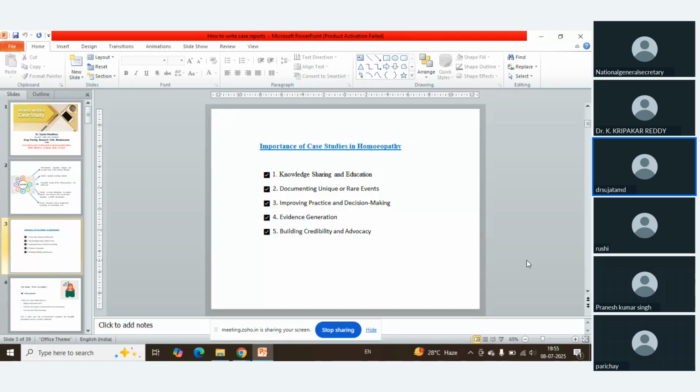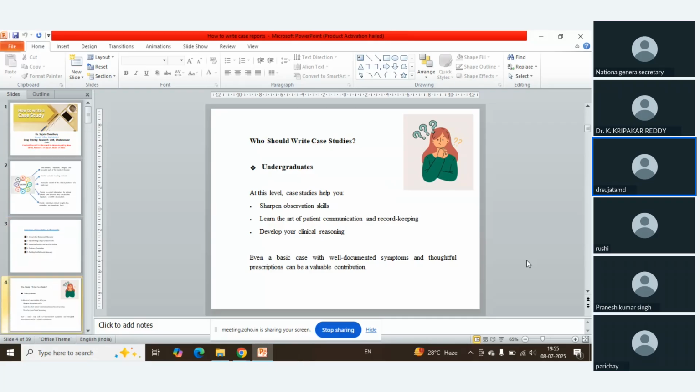So, who should write case studies? You might ask, can I write case studies as an undergraduate or postgraduate or a PhD student? For every level, there are case studies. How can we improve our writing capacity? At the undergraduate level, case studies help you sharpen observation skills, learn the art of patient communication and record keeping, and develop your clinical reasoning also. Even a basic case with well documented symptoms and a thoughtful prescription can be a valuable contribution to the science.